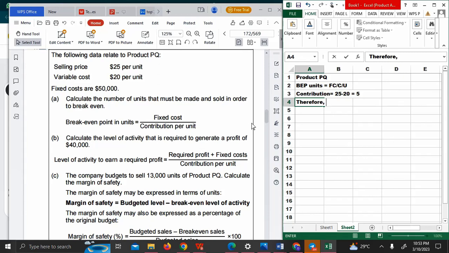So then break-even point in units equals fixed cost over contribution per unit. So here we now have 500,000 divided by 5. We have 100,000 units. That is what you are going to sell for you to be able to break even. Exactly.